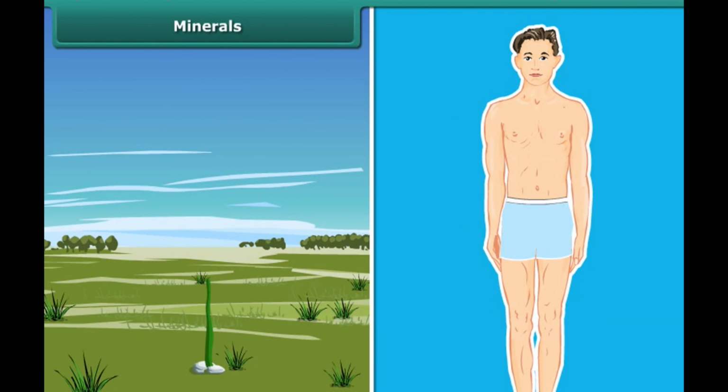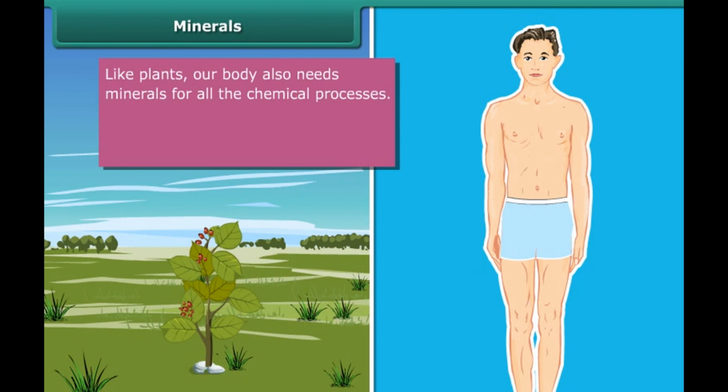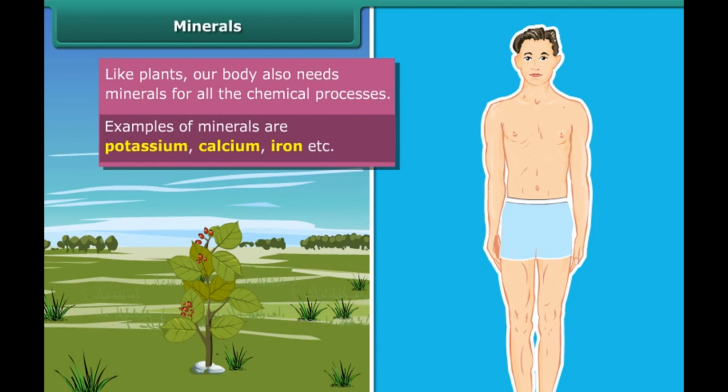Actually, plants need minerals for growth. Besides this, a body also requires minerals in small quantities for all the chemical processes. Potassium, calcium, iron, etc. are some common examples of these minerals. Let us know more about the sources and the role of these minerals using the next table.